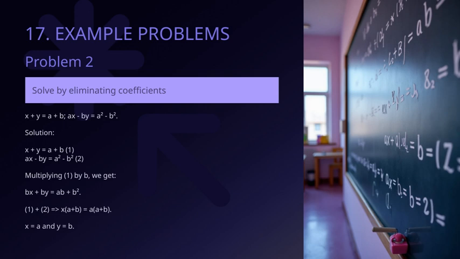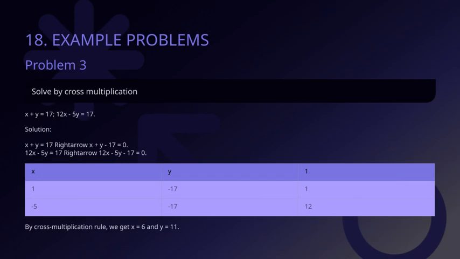So by applying the cross-multiplication rule, we find that x equals 6 and y equals 11. This leads us to the equation x plus y equals 17. We can rewrite that as x plus y minus 17 equals 0. Similarly, for the second equation, 12x minus 5y equals 17, which we can also rewrite as 12x minus 5y minus 17 equals 0. Now, the key point here is that these two equations are set to 0, which makes solving them more straightforward once we have the relationships.